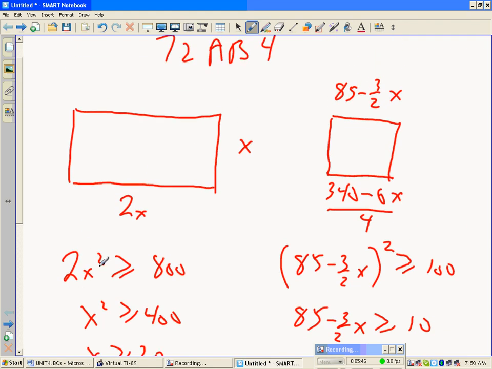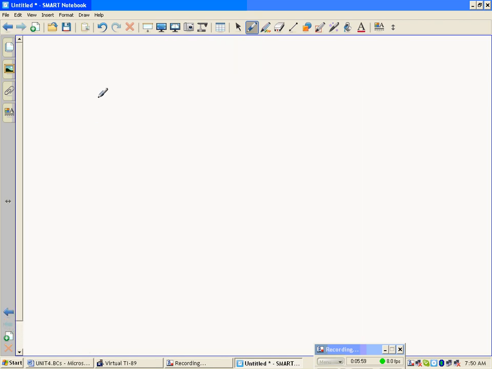2x squared plus this stuff, right? So let's take the derivative of that and see if it's going to have a relative min or relative max somewhere. So let's go over here. Let's say A, the total area enclosed, is 2x squared plus 85 minus 3 halves x all squared.